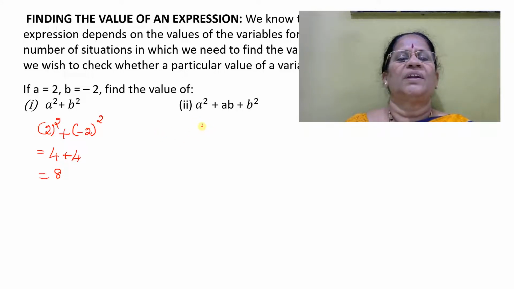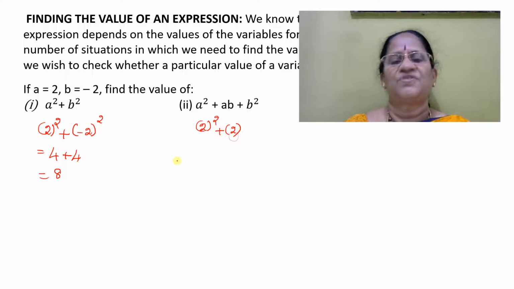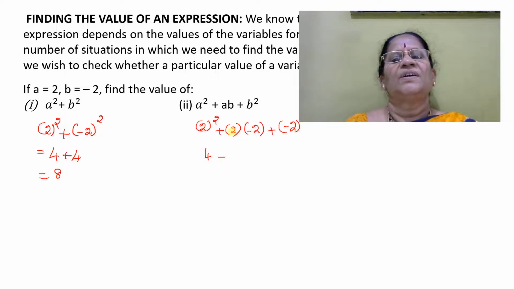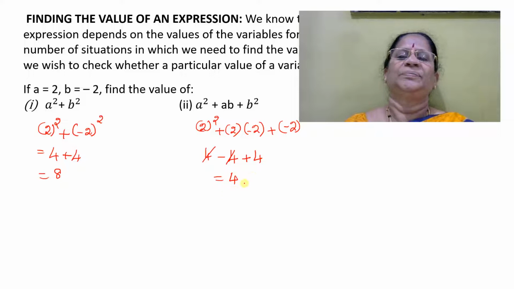Here a square is 2 square plus ab is plus 2 into minus 2 plus b is minus 2 whole square. 2 square is 4 minus, when you are multiplying a positive and a negative integer, it is minus 4 plus negative integer raised to an even power is positive, it is plus 4. You can cancel plus 4 and minus 4. You are left with 4 only.